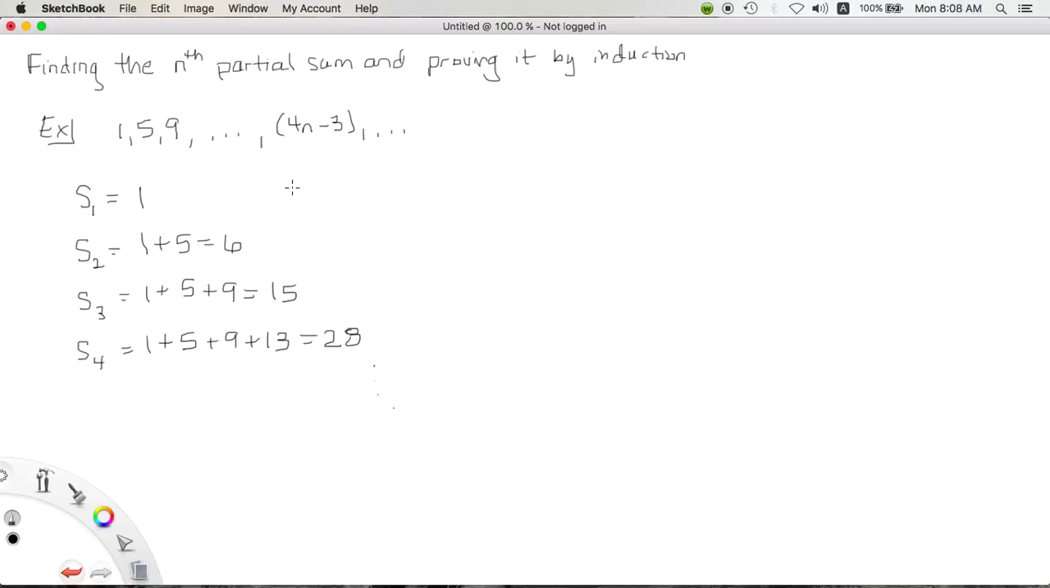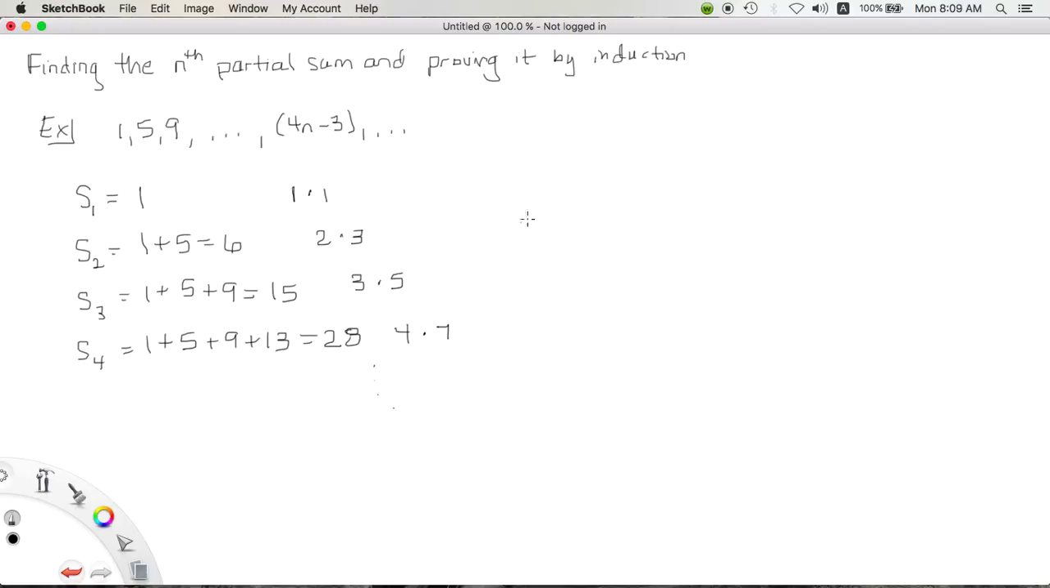Well, this is the first partial sum, and this is the second partial sum, and this is the third, and this is the fourth. And if we look at this, we can say, well, that's 1 times 1, and this is 2 times 3, and this is 3 times 5, and this is 4 times 7. And we notice that there's a pattern going here. We're taking the term number that we're going up to and multiplying it times these successive odd numbers. So what we need to be able to do is make that into a formula.